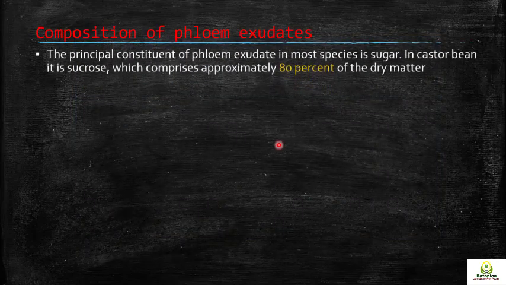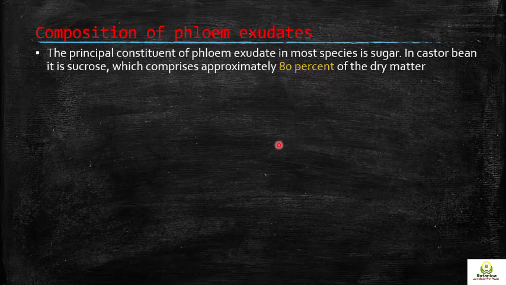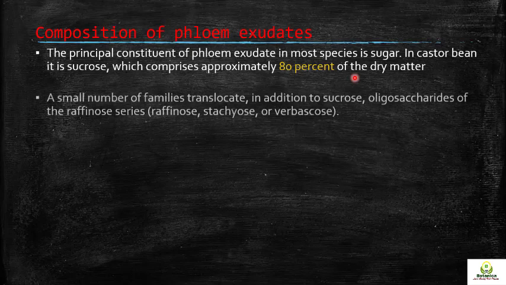The principal constituent of phloem exudate in most species is sugar, and sugar has a diversity of compounds. In castor bean it is sucrose which comprises approximately 80% of the dry matter, and not only in castor bean, in the majority of plants sucrose is the predominant molecule which is transported as a food molecule from source to sink.